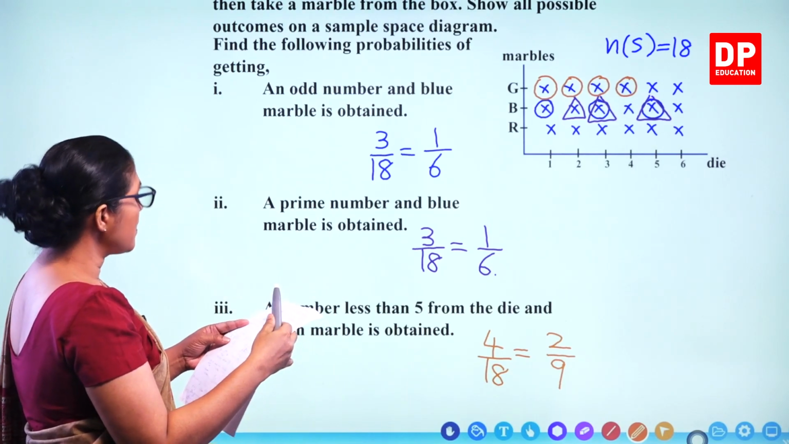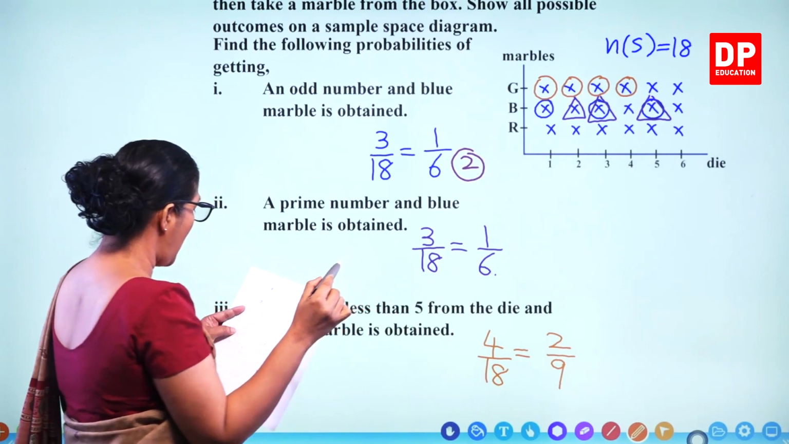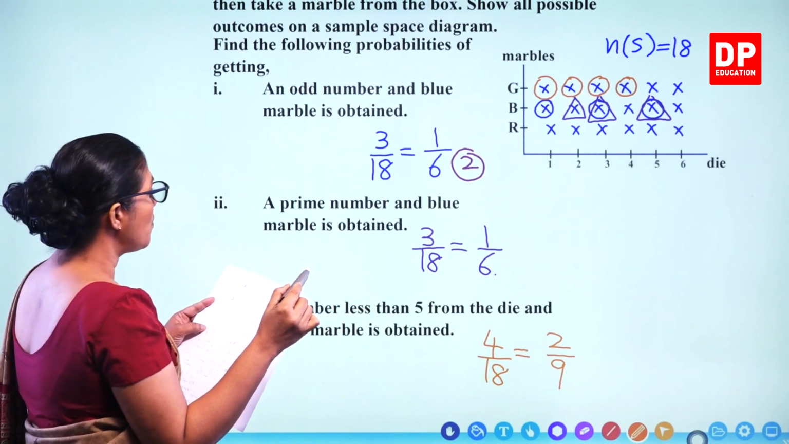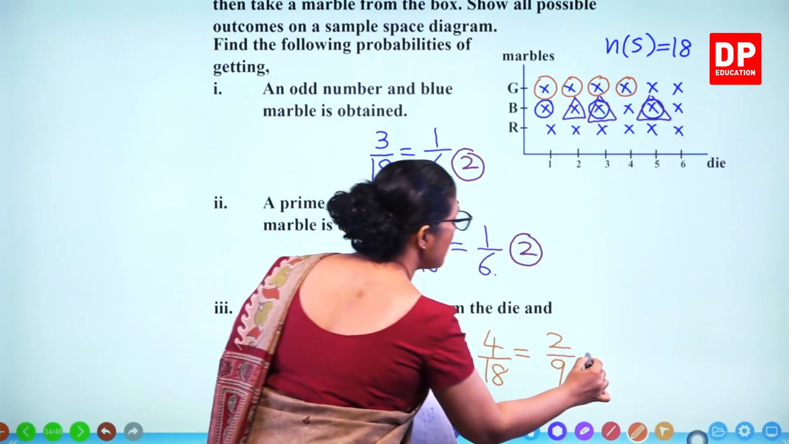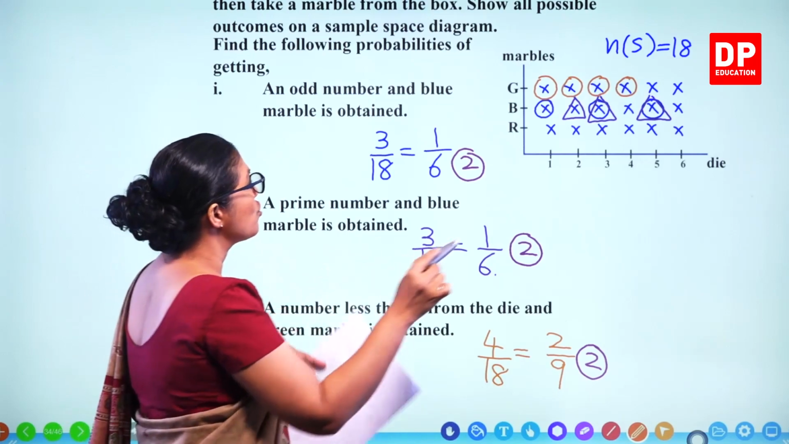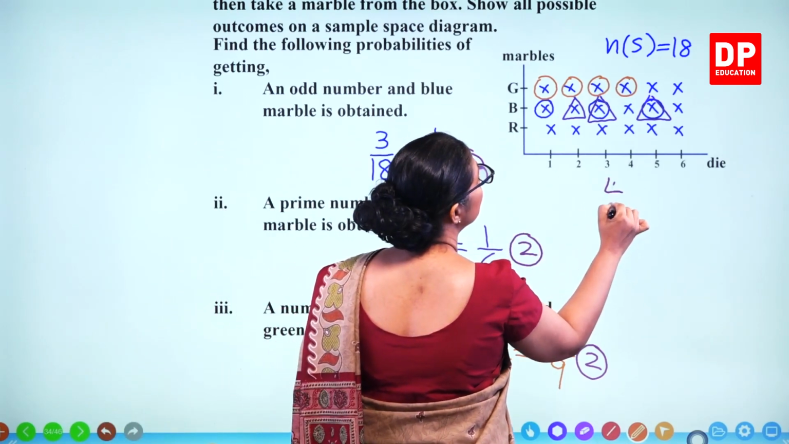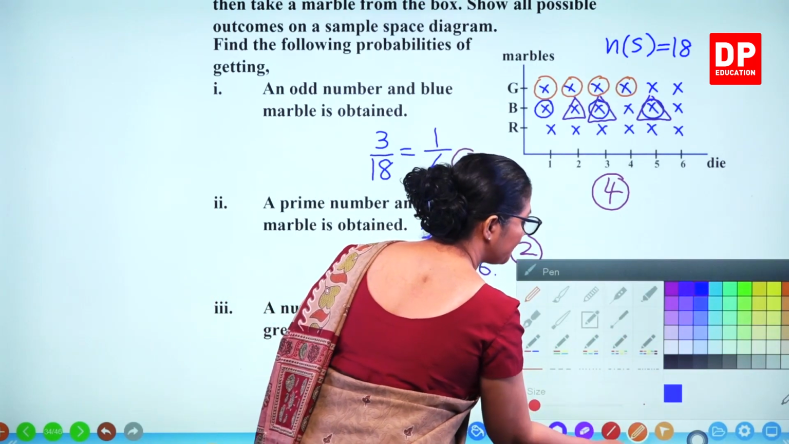So let's see marks. 2 marks for this. And 2 marks for 1/6. And 2/9, 2 marks. And you are getting 4 marks for showing the diagram. So 10 marks altogether.